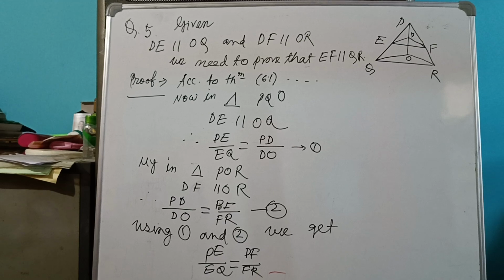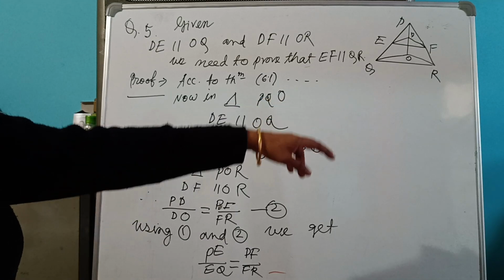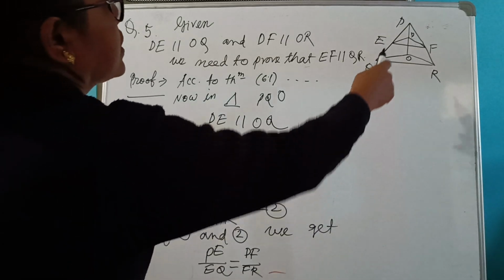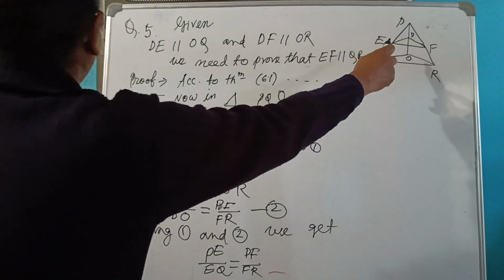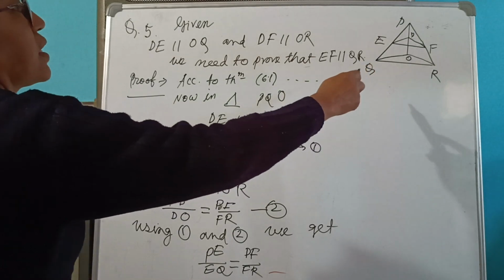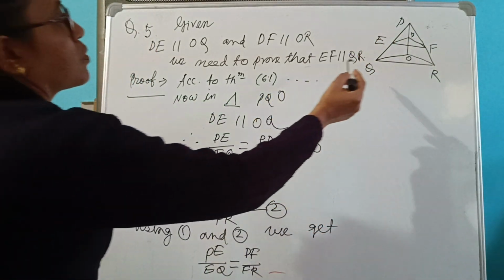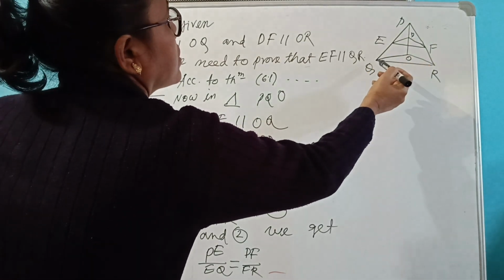Students, see question number 5. What is given? In the figure, DE parallel to OQ. This is OQ, and DF parallel to OR. We need to prove that EF parallel to QR.